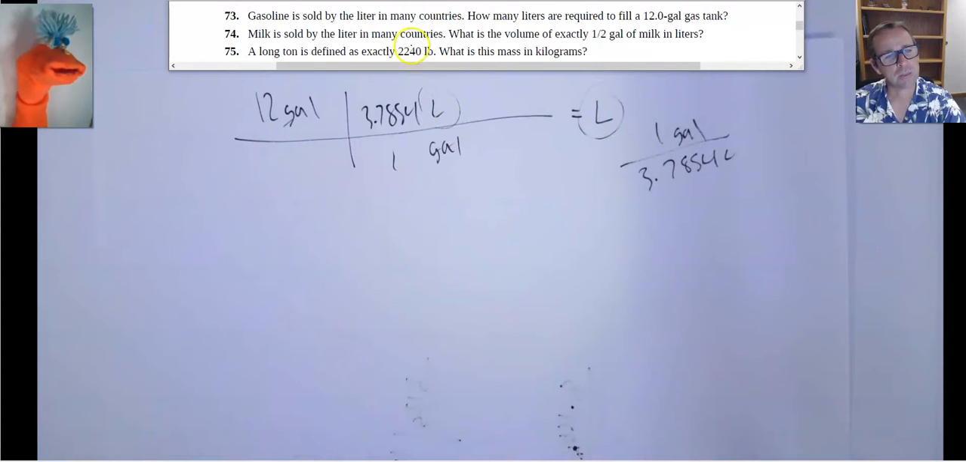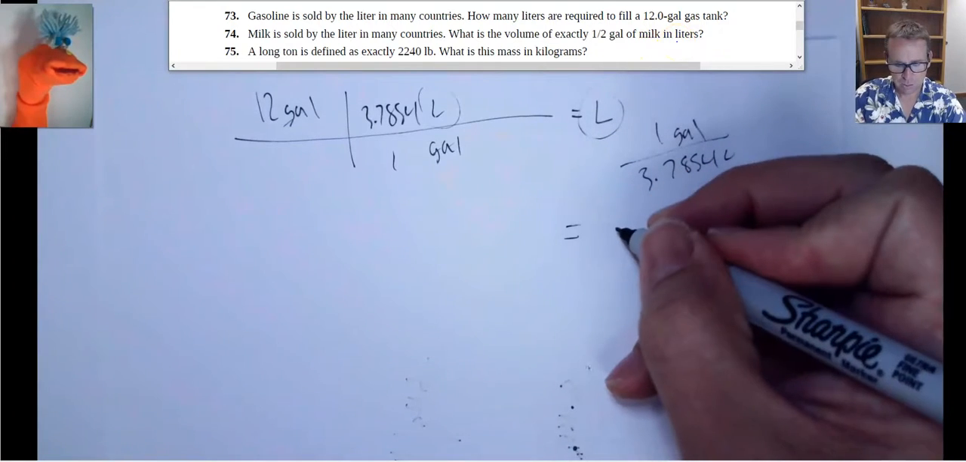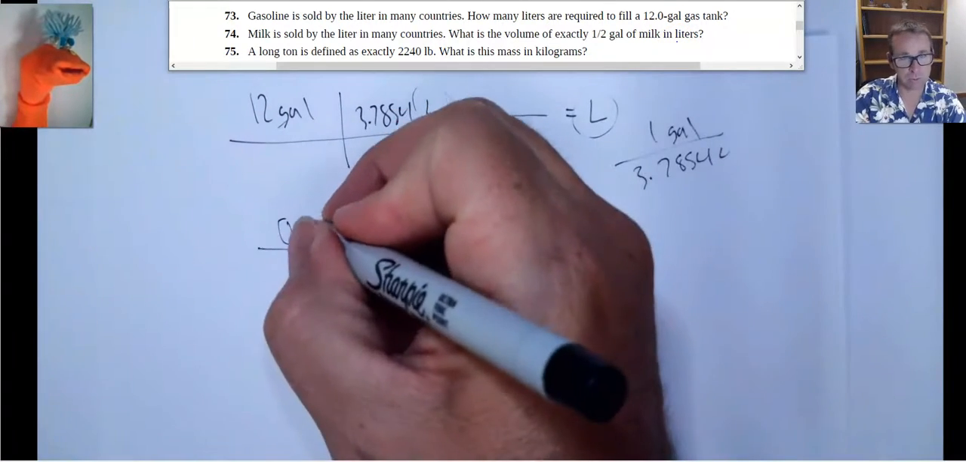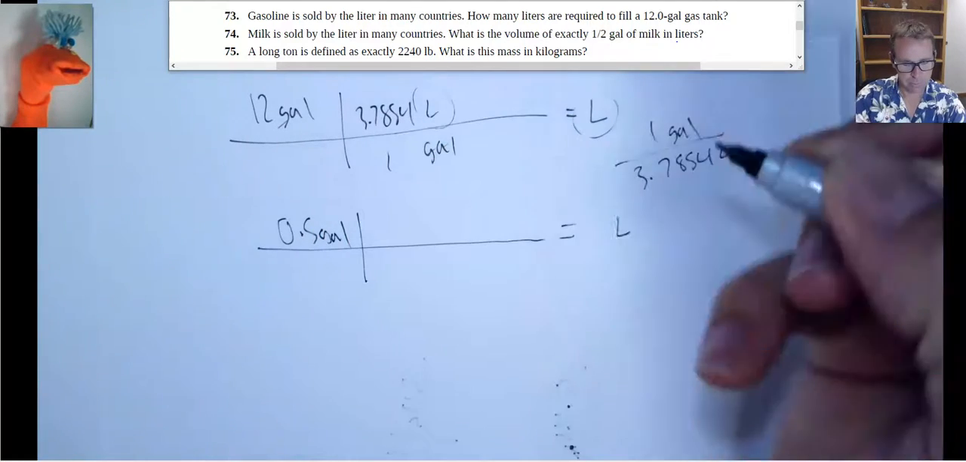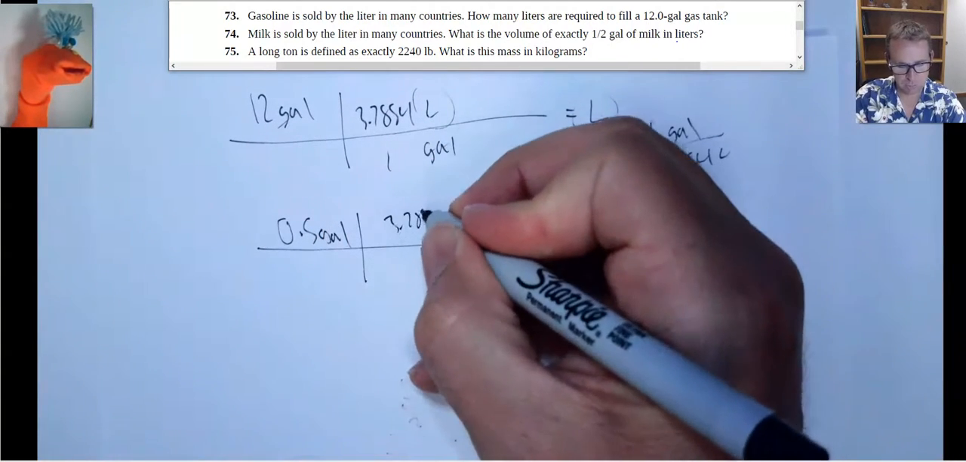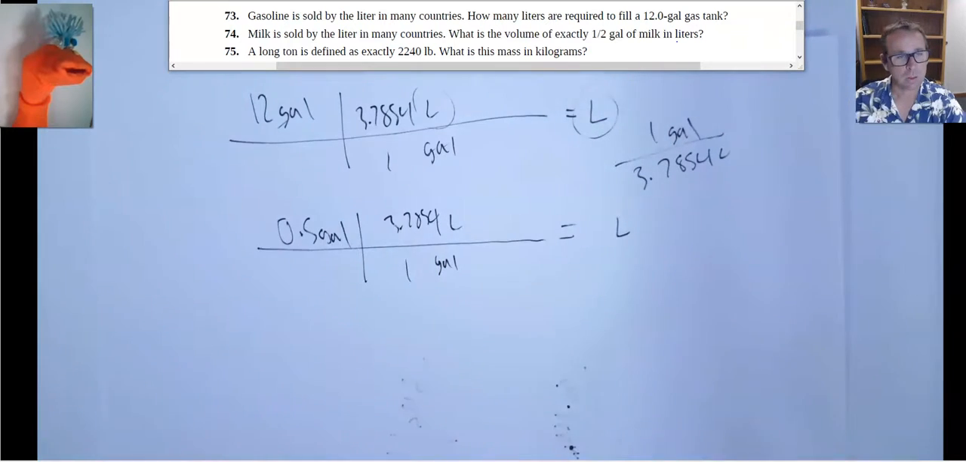Milk is sold by liter in many countries. What volume exactly is half a gallon of milk in liters? Okay. What volume of liters is 0.5 gallons? So same thing, gallons on the bottom, liters on top, 3.7854 per 1. All right, so 0.5 times 3.7854 will give you the liters.